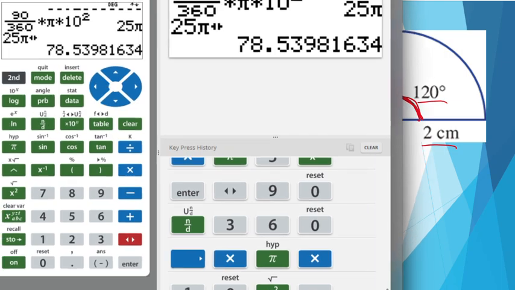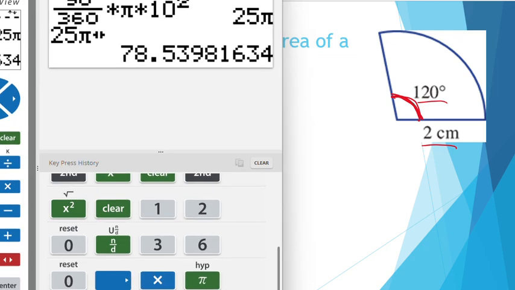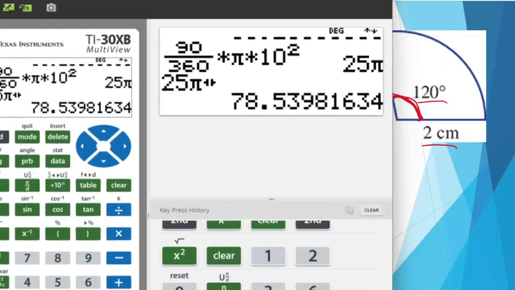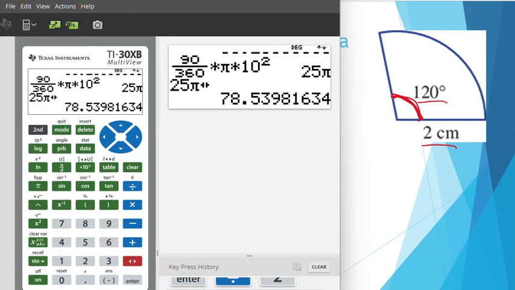my calculator is a bit big, so I do. Oh no, please. How do I reduce the size there? Okay.